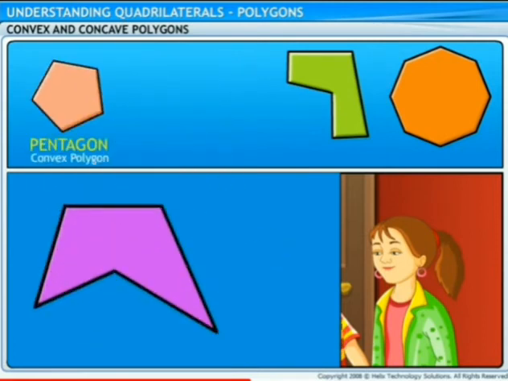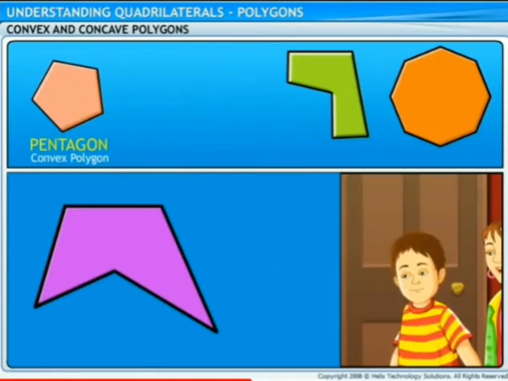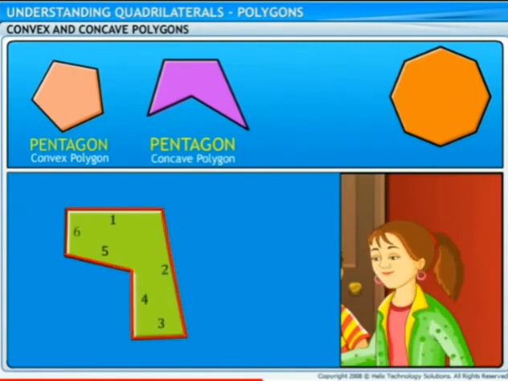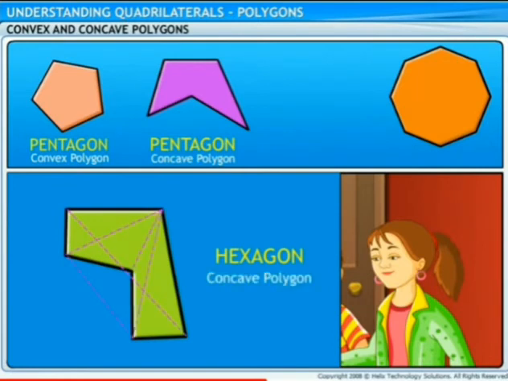Now, it's your turn, John. This polygon has 5 sides. So, this is a pentagon. To check whether this polygon is convex or concave, I will draw the diagonals. One diagonal lies outside the polygon. So, this is a concave polygon. The next polygon has 6 sides. So, this is a hexagon. Since 2 diagonals of this polygon are lying outside the figure, this hexagon is a concave polygon.